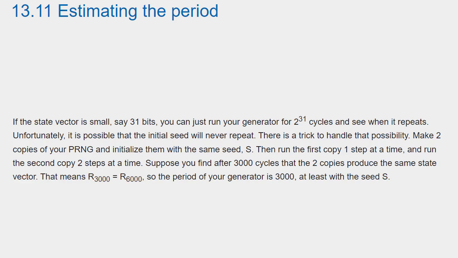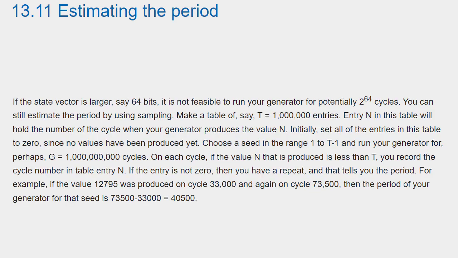Make 2 copies of your PRNG and initialize them with the same seed, S. Then run the first copy 1 step at a time and run the second copy 2 steps at a time. Suppose you find after 3000 cycles that the 2 copies produce the same state vector. That means R3000 equals R6000, so the period of your generator is 3000, at least with the seed S.